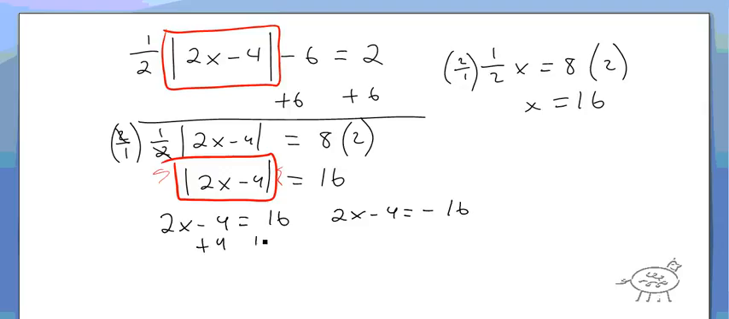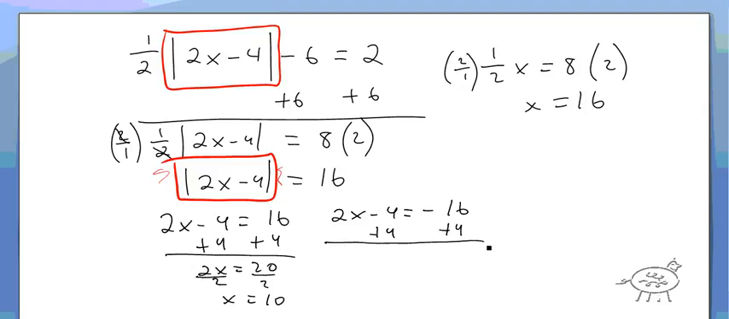So I add 4 to both sides. So 2x equals 20, divided by 2, x equals 10. And this one, add 4 to both sides. Again, watch your signs. Make sure you add correctly. 2x equals negative 12. Divide both sides by 2, x equals negative 6. So my answer to this problem is 10 and negative 6.